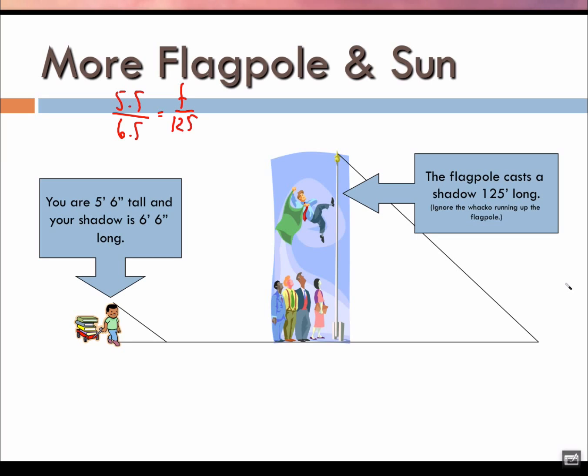Okay, cross multiply, solve for F, please. Before you get done with that problem, is the flagpole going to be taller or shorter than 125 feet? Why? Because the shadow's bigger than the actual. The shadow's bigger than the actual thing, so that has to hold true between Johnny and his math books in the shadow and the flagpole in the shadow.